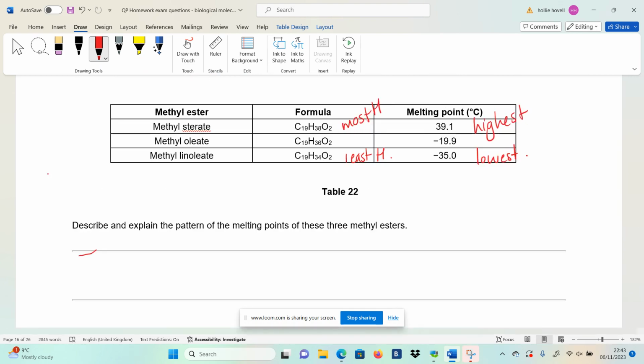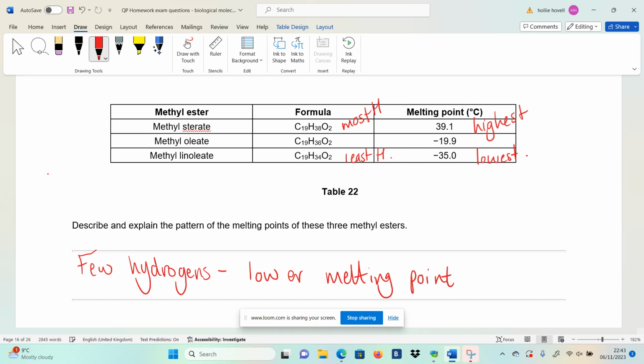So first of all, fewer hydrogens will give you a lower melting point. Okay, now the fewer hydrogens you've got, what does that tell us in terms of fatty acids? What have we learned about fatty acids? Well, basically, all we've found is you get saturated and unsaturated. So if it's saturated, it's got the maximum amount of hydrogens. The fewer hydrogens you've got, the less saturated it is. Okay, so we could say that these fewer hydrogen ones are less saturated.